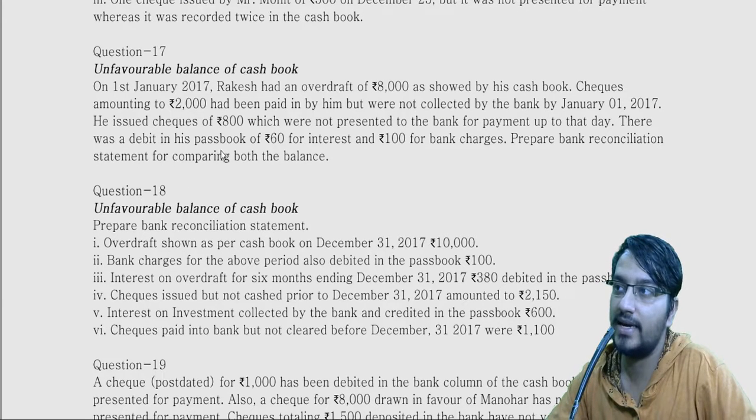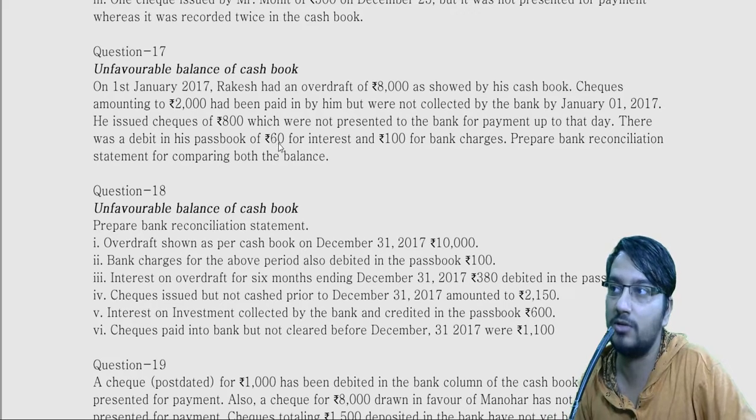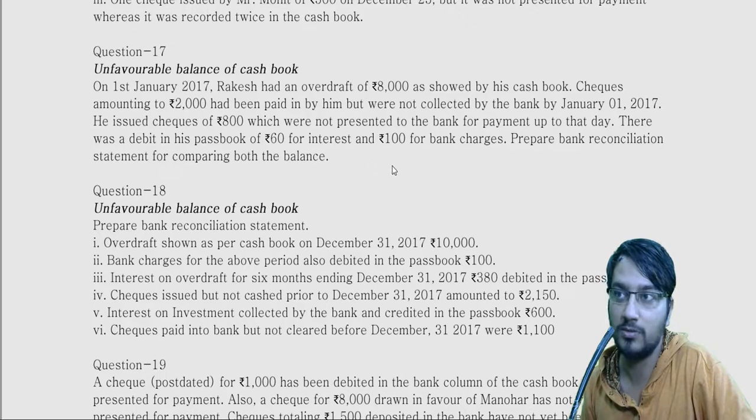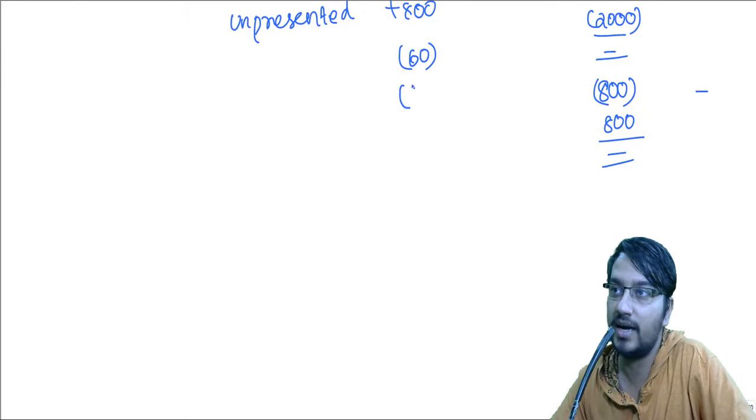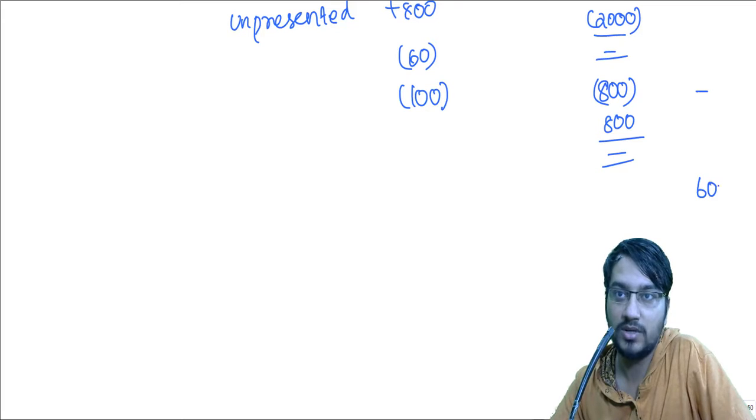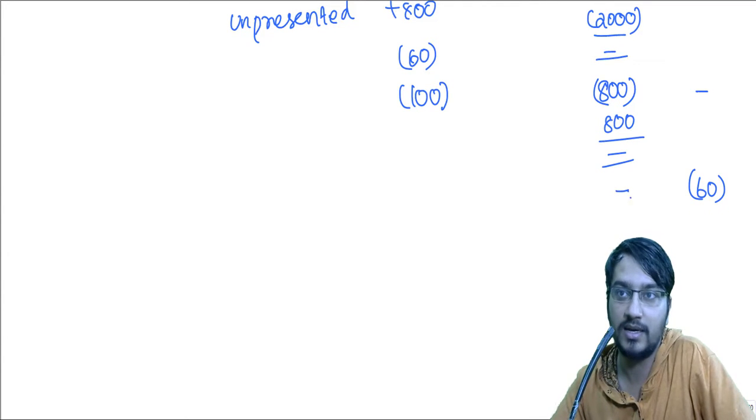So the next point they're saying is that there was a debit in the passbook of 60 rupees for interest. This may be any interest, bank interest, but they have specifically mentioned 100 rupees for bank charges. So this is bank charge, whereas this is any other interest which is again charged in the bank. So these both are bank charges that bank has deducted directly in the passbook, but nothing has been deducted in the cash book. So we'll subtract 160 from the cash book also. So this will be 60 deducted here and 100 deducted here. If you have not understood, 60 was the debit, so 60 was deducted here, nothing deducted here.